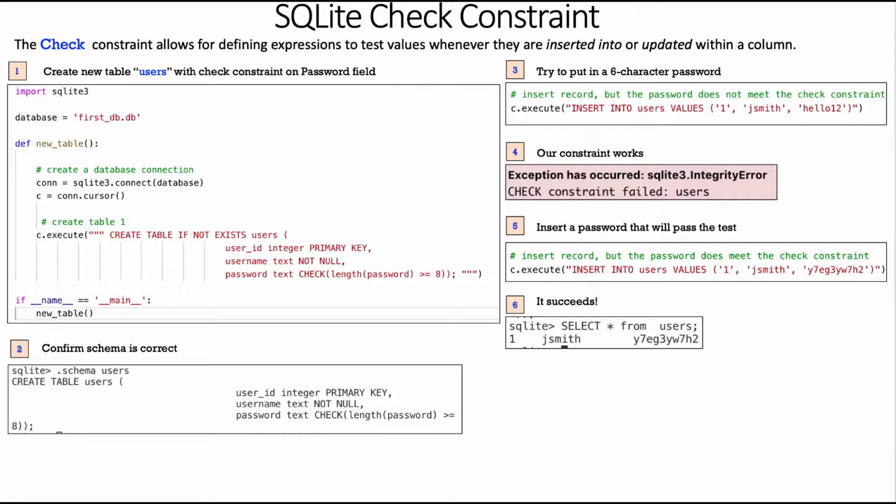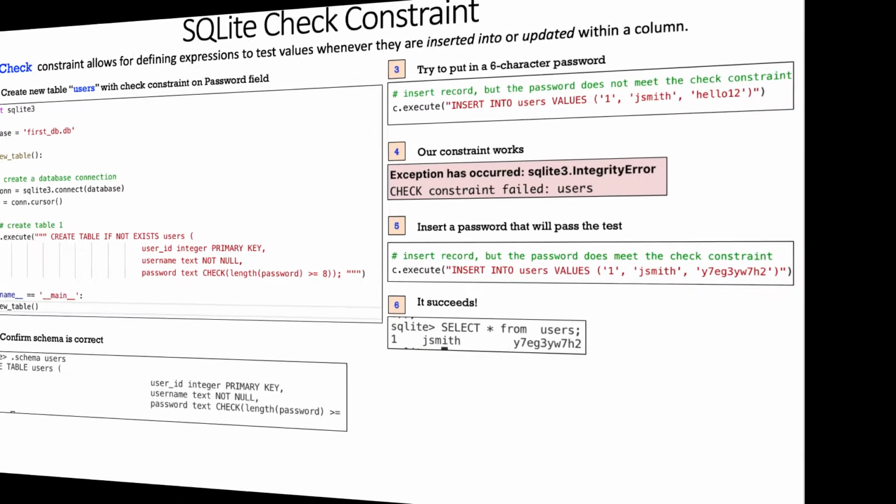So perfect. Now I'll test the opposite. I'm going to create a password that is at least 8 characters in length, and I do that for jsmith. You see the password there, and it succeeds. I get no error, and I'm able to check at the interactive console, select star from users, and we see the record for jsmith with this password, no problem. So check constraint has worked.